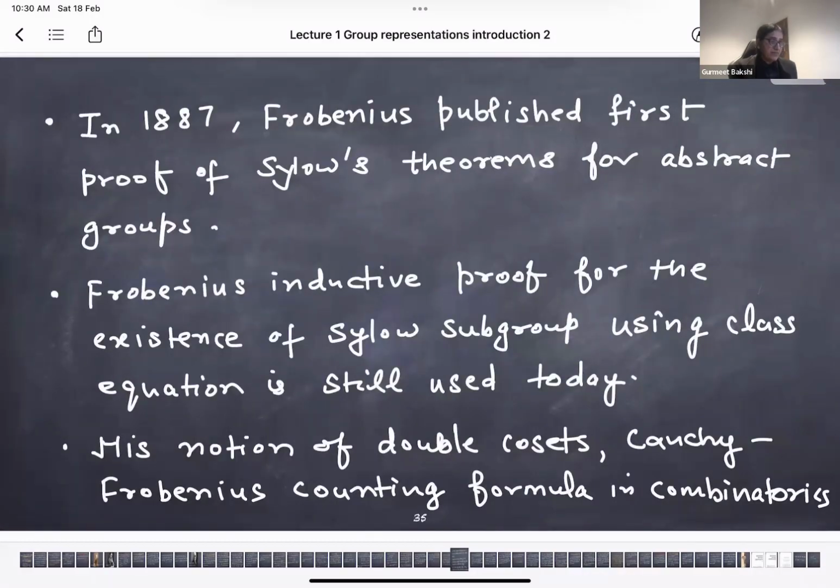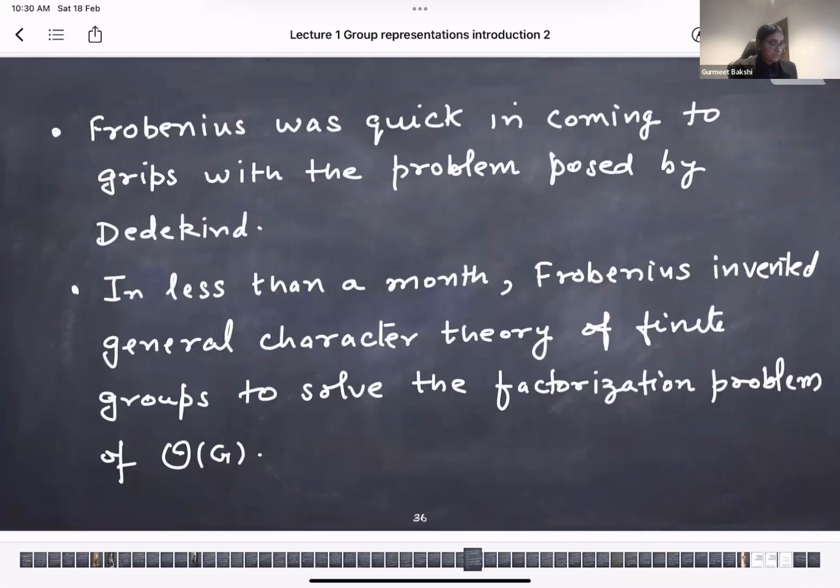In 1887, Frobenius published the first proof of Sylow's theorem for abstract groups. Sylow published his proof for the theorems when the groups are symmetric groups, and it was Frobenius who published the first proof for abstract groups. Frobenius' inductive proof for the existence of Sylow subgroups using the class equation is still used today. His notion of double cosets and the Cauchy-Frobenius counting formula in combinatorics were very popular. Frobenius was very quick in coming to grips with the problem posed by Dedekind.